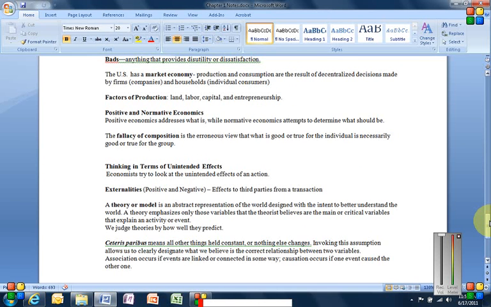that's about normative economics. It's also important to understand the fallacy of composition, which is this mistaken view that what's good or true for an individual is necessarily good or true for the group. Not necessarily. So, for example, if somebody were to say, well, this would benefit General Motors as a company.